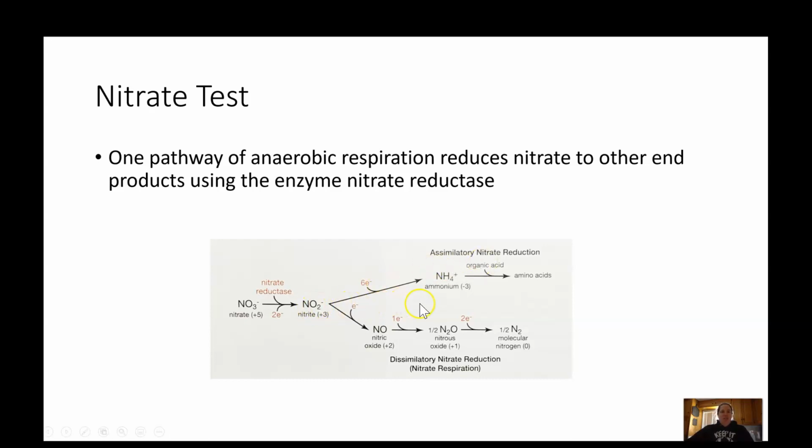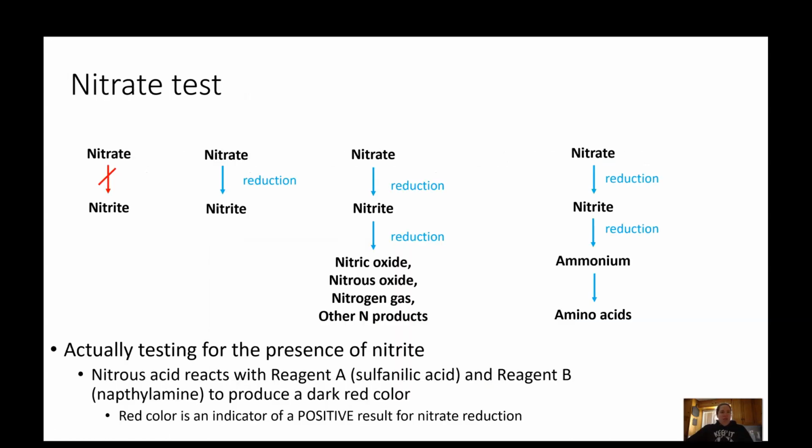For example, it can turn it into ammonium and then use ammonium to make amino acids. It can take nitrite and turn it into nitric oxide or nitrous oxide, and then eventually generate some nitrogen gas. In other words, we're taking nitrate and turning it into lots of other nitrogen-containing end products. We can't do this, actually. Bacteria can only do this. So let's look at some potential outcomes.